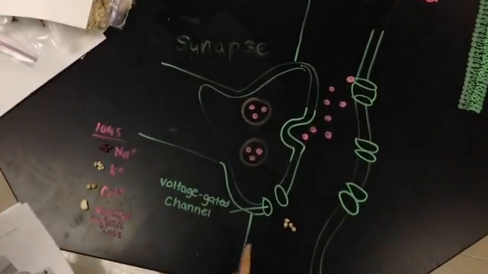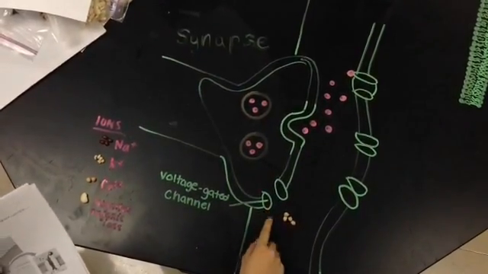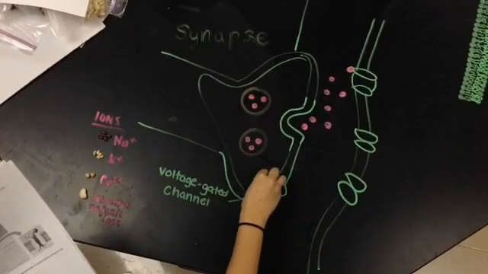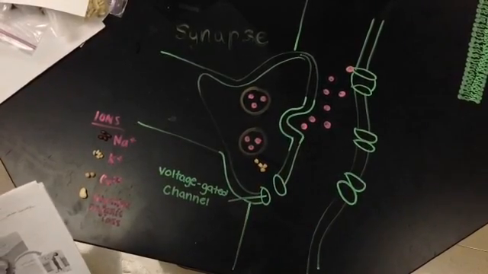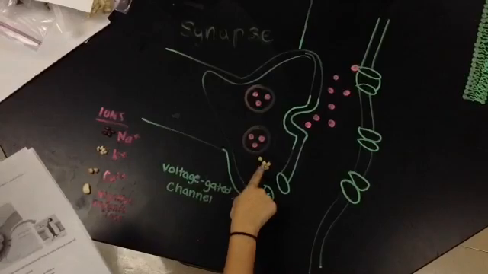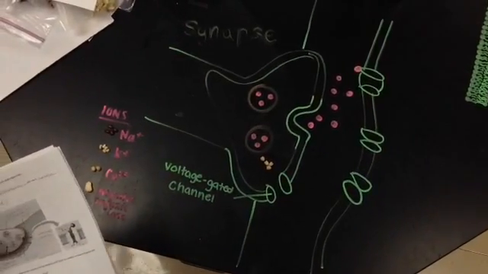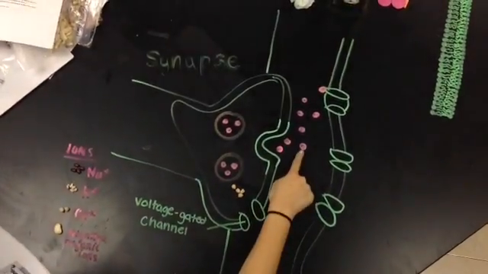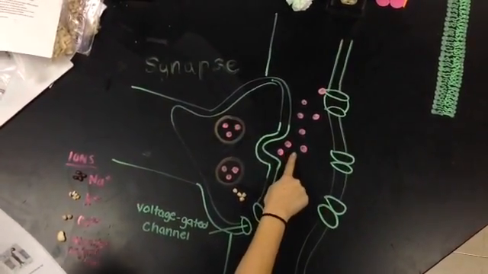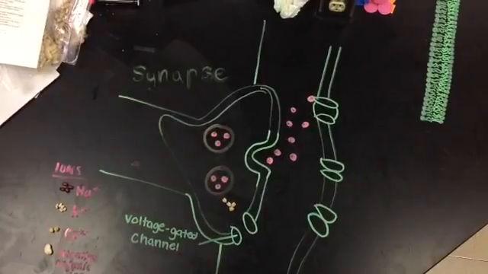This opens the voltage-gated channels and allows calcium ions to enter. The rise in the calcium ions makes the vesicles fuse with the membrane. This releases neurotransmitters through exocytosis, and they diffuse across the synaptic cleft.